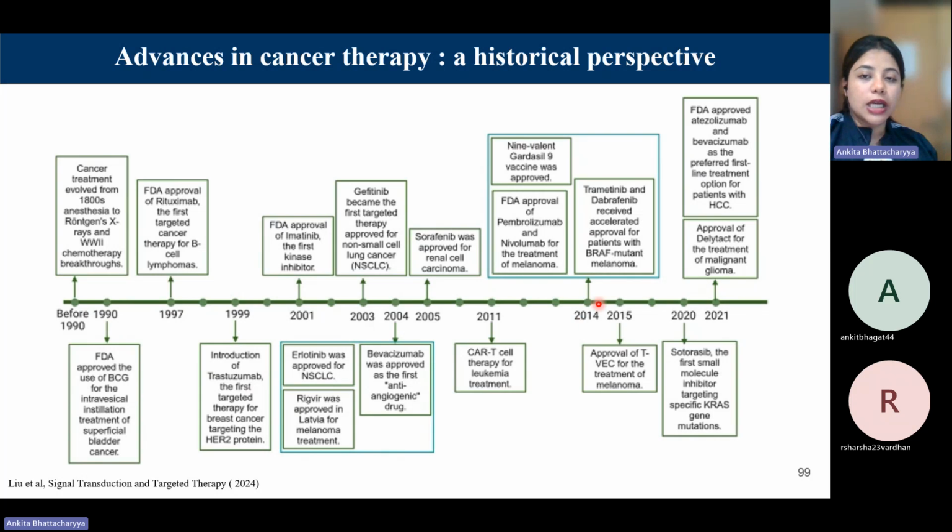Then in 2014, you can see a couple of things have been clubbed together. Like for example, BRAF mutant melanoma. For this, trametinib and dabrafenib were given approval. FDA approval of pembrolizumab was made, and nivolumab for melanoma treatment. This is something you again probably are familiar with. Gardasil.